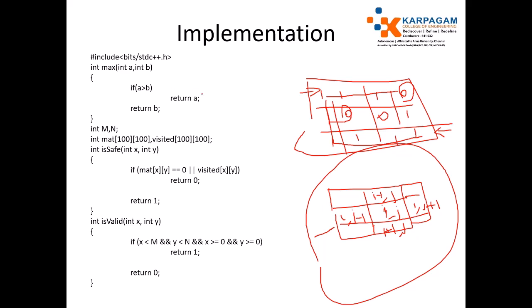So for keeping track of the maximum length that you traveled in the matrix, I need to use a max function, that is, the maximum among two numbers, which accepts two integer arguments. You check if a is greater than b, then just return a, otherwise return b. This is the maximum among two numbers. This will be used in this program.